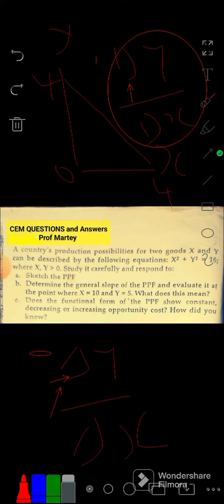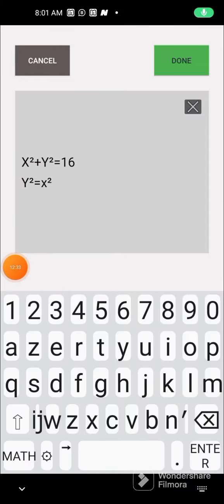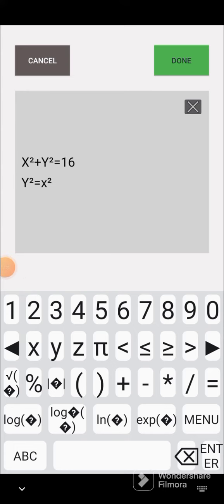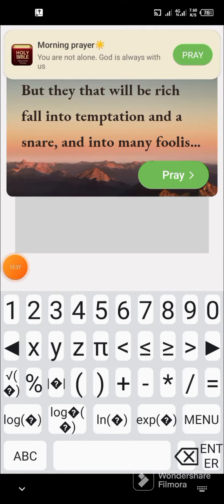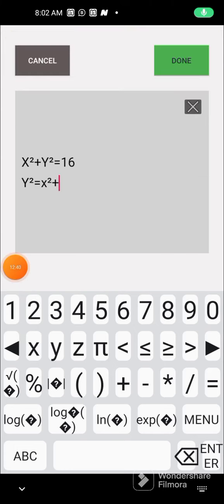Because we have been given an equation, we are going to use dy over dx as our change in y over change in x. Now, how do we find dy over dx? We find dy over dx by making y the subject.